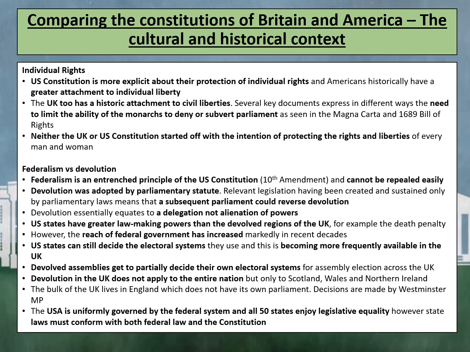However, the reach of the federal government has increased markedly in recent decades. US states can still decide the electoral systems they use, and this is becoming more frequently available in the UK. Devolved assemblies get to partially decide their own electoral systems for assembly elections across the UK. Devolution in the UK does not apply to the entire nation, but only to Scotland, Wales and Northern Ireland. The bulk of the UK lives in England, which does not have its own parliament. Decisions are made by Westminster MPs. The US is uniformly governed by the federal system, and all 50 states enjoy legislative equality. However, state laws must conform with both federal law and the Constitution.